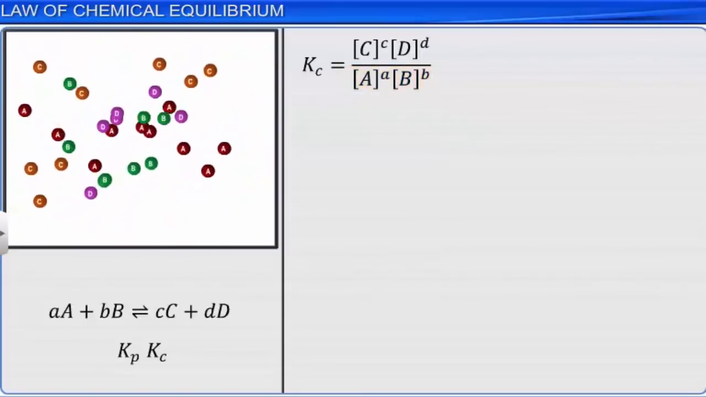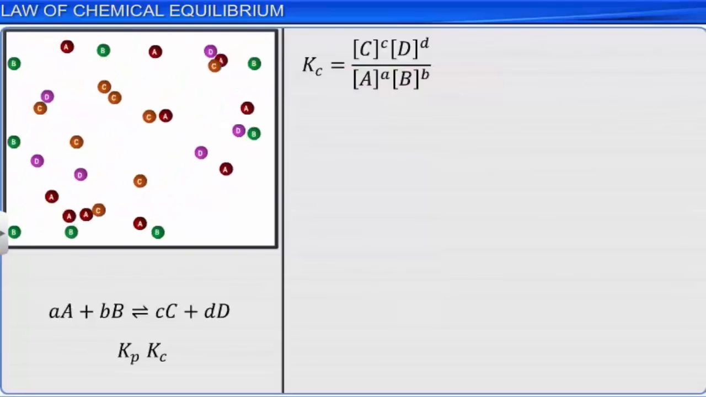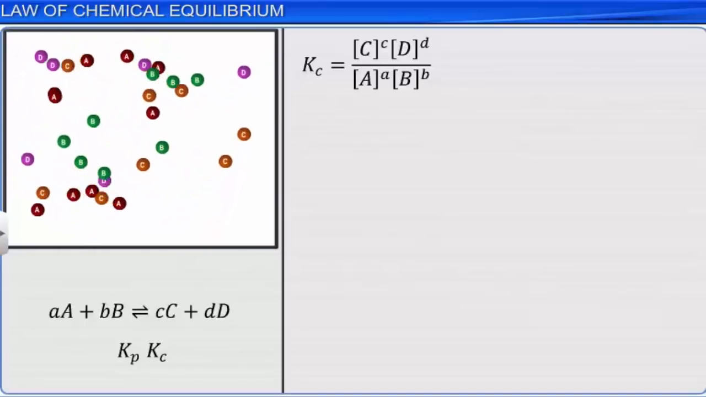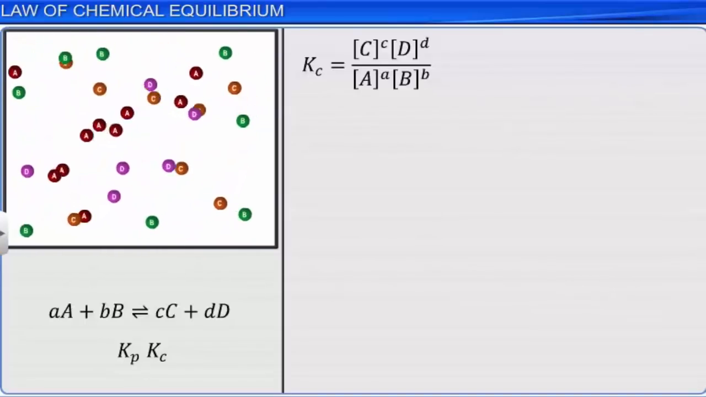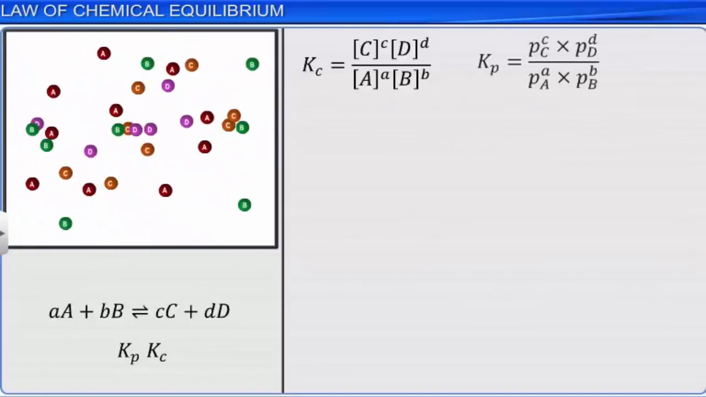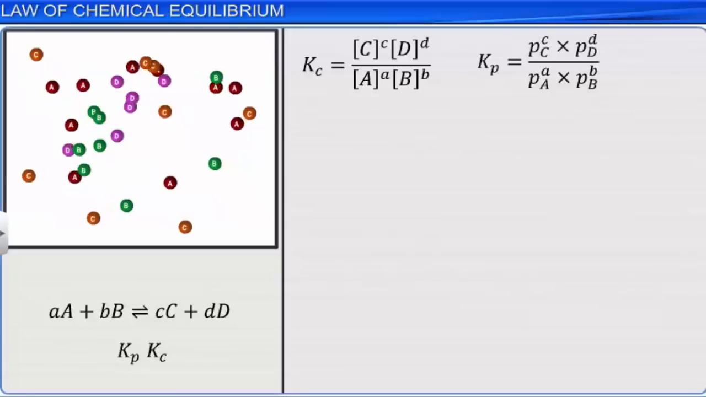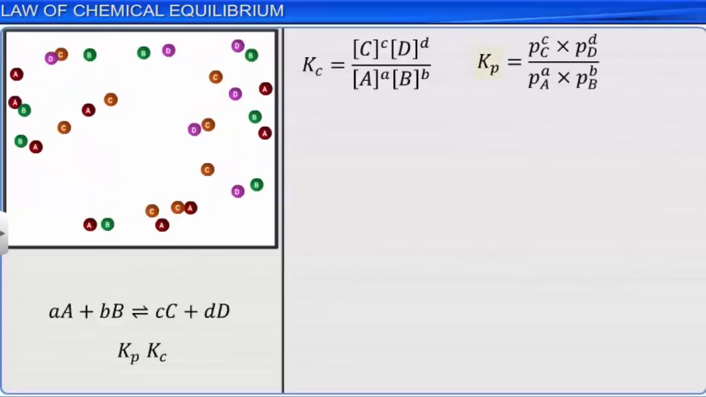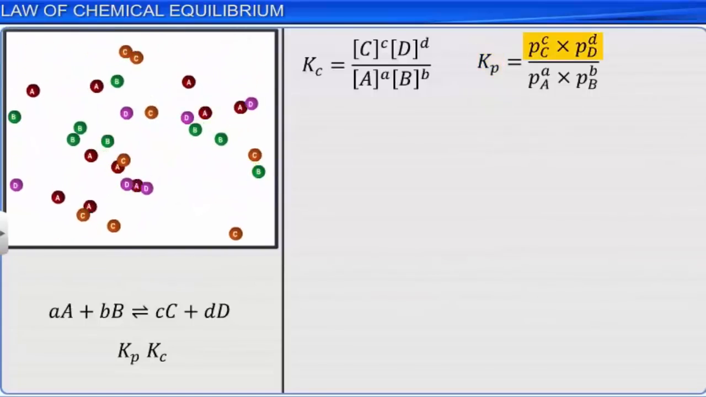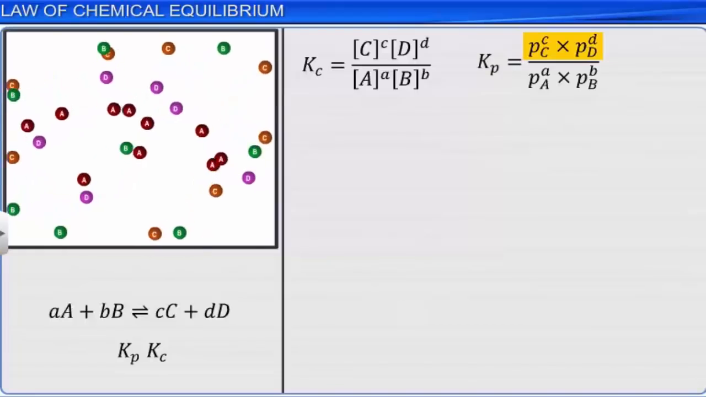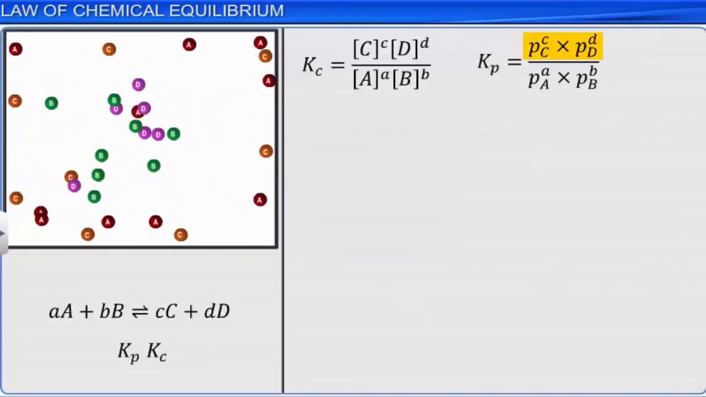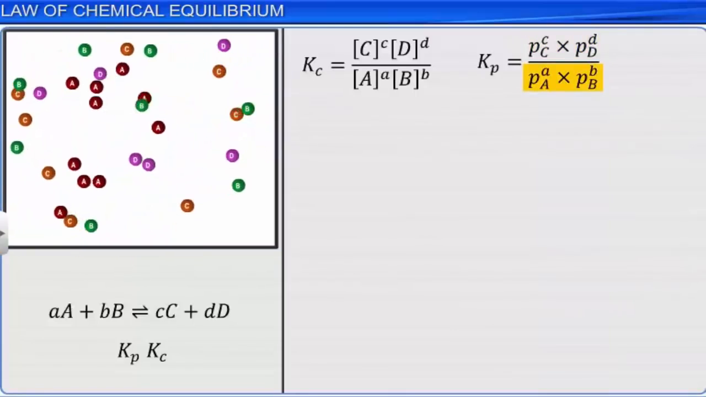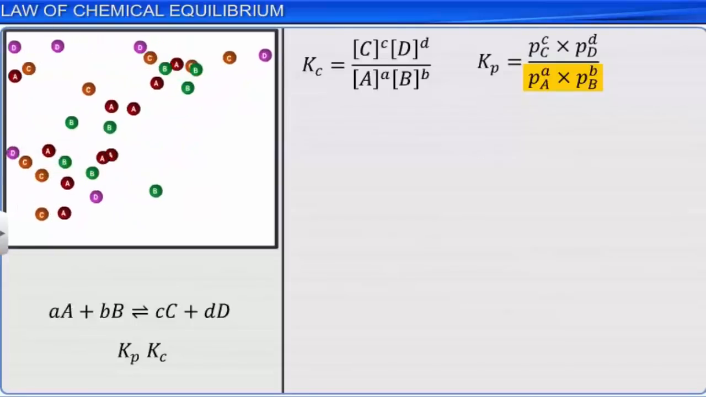Now, if the reactants and products are gaseous, partial pressure may be used instead of concentrations. Then, the equilibrium constant in terms of partial pressure can be written as Kp is equal to the product of partial pressures of the products C raised to the power of c and D raised to the power of d respectively, divided by the product of the partial pressure of reactants A raised to the power of a and B raised to the power of b respectively.